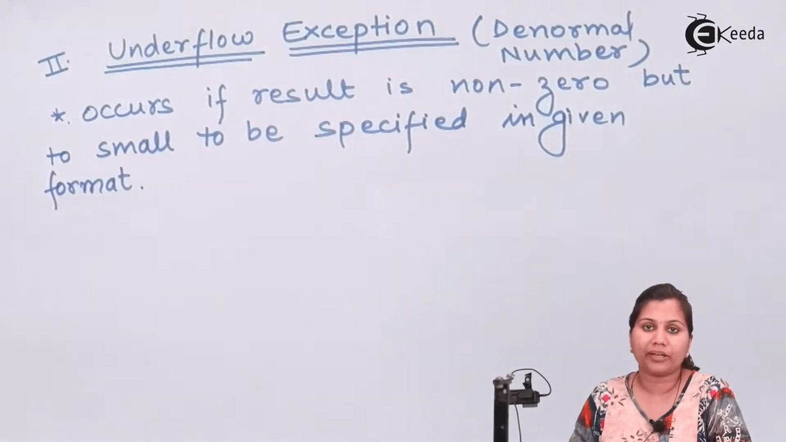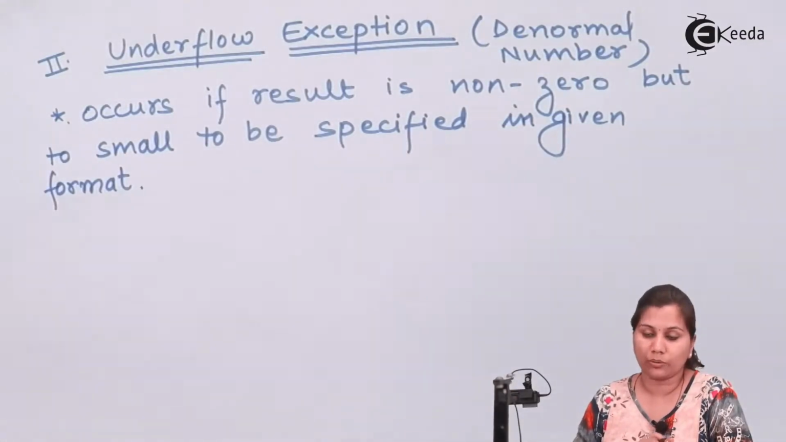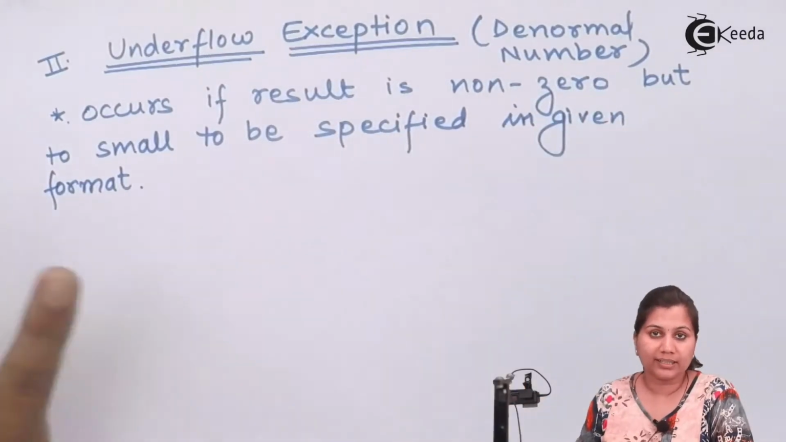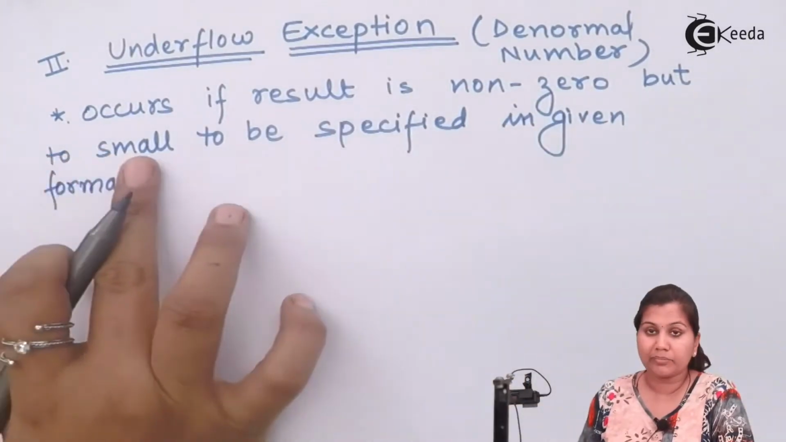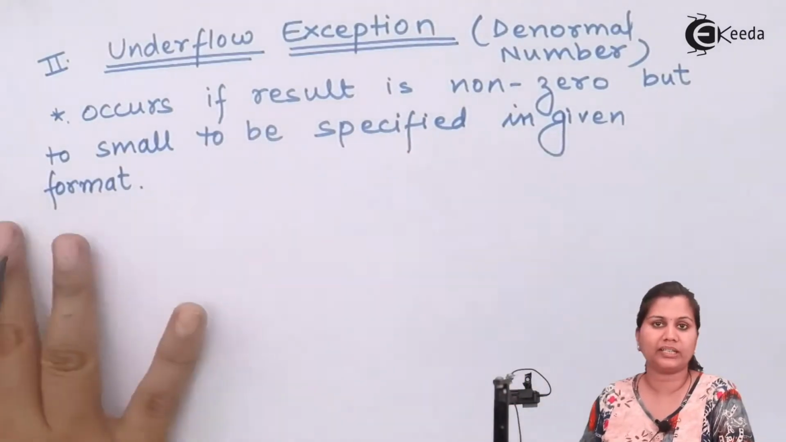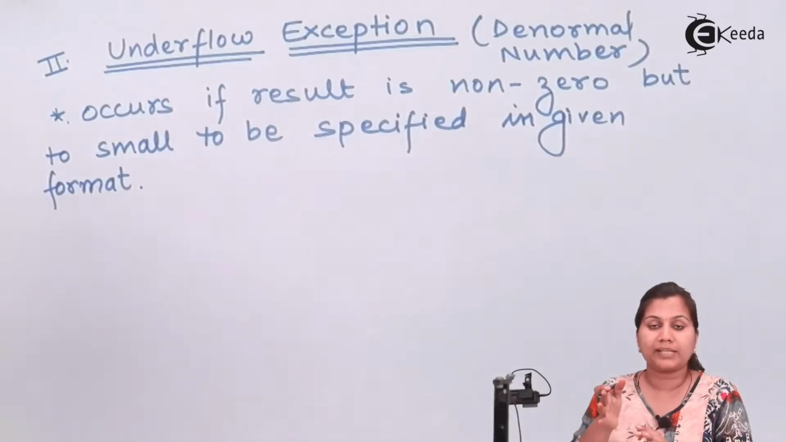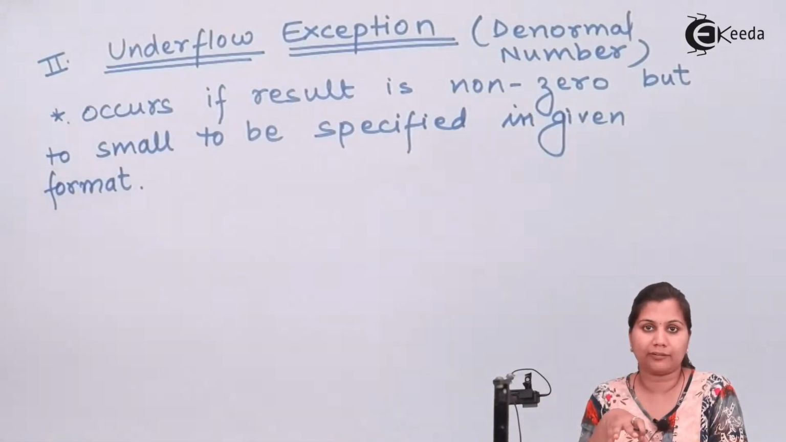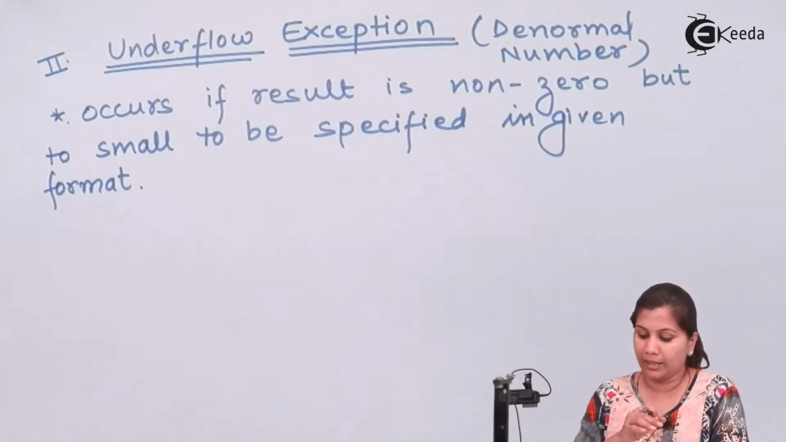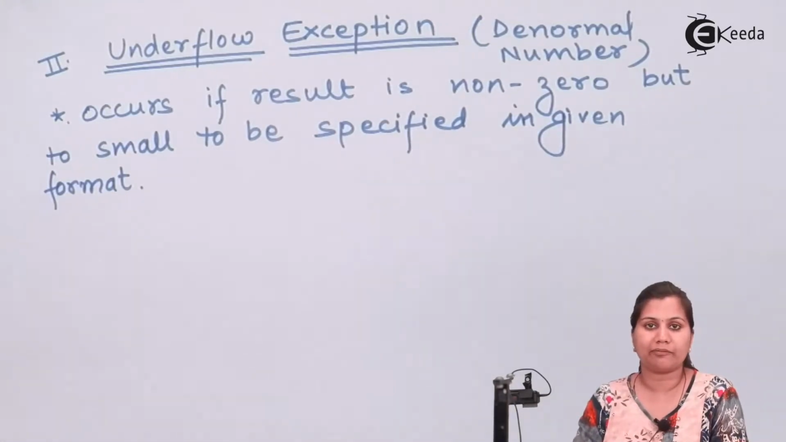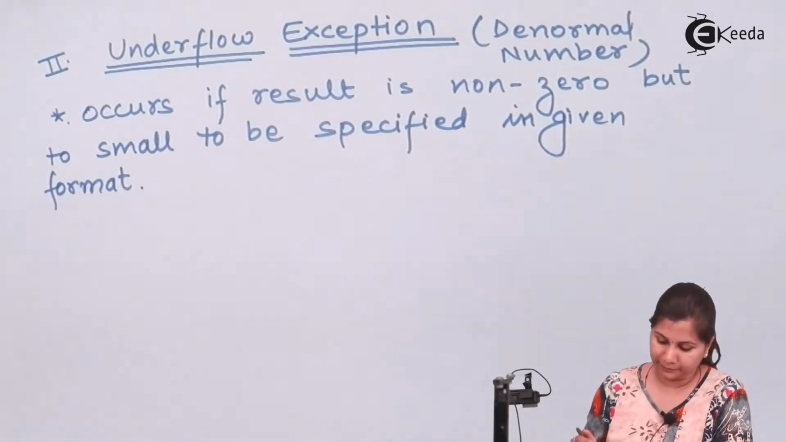So this type of exception or error is going to occur if the result is a non-zero number, but that number is too small, so small that it cannot be specified in the given format. Precision exception was that the number cannot be represented in that format, so we do rounding of that number. But here the number is too small that it cannot be specified in the given format.